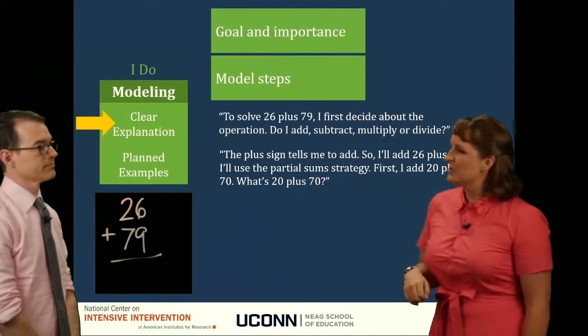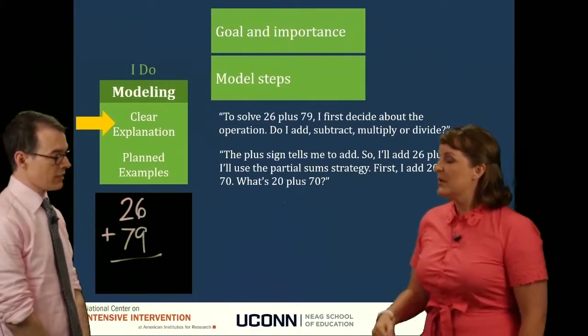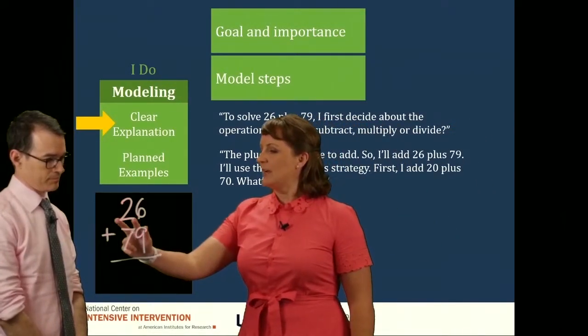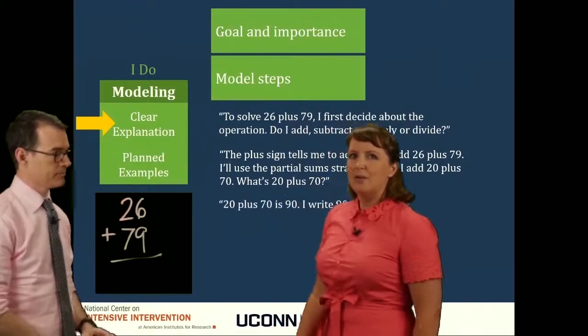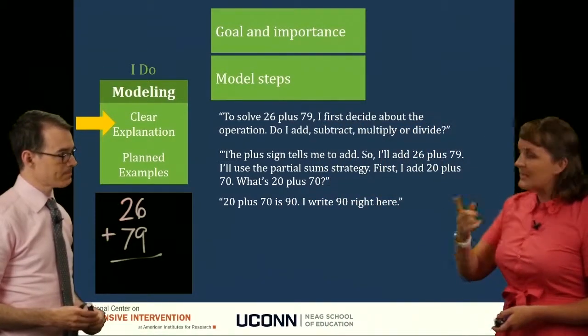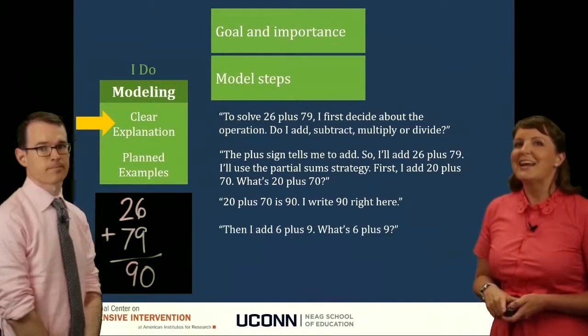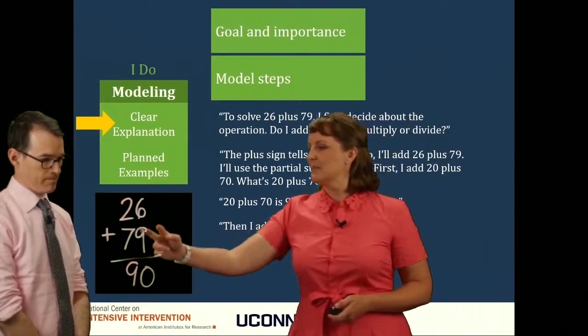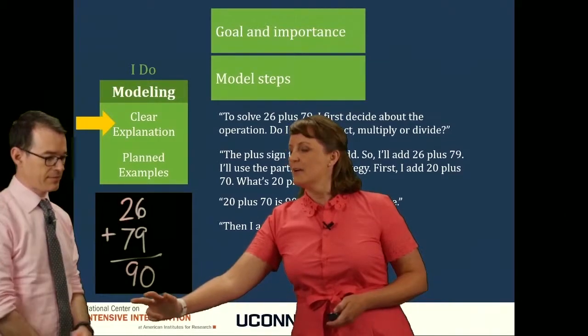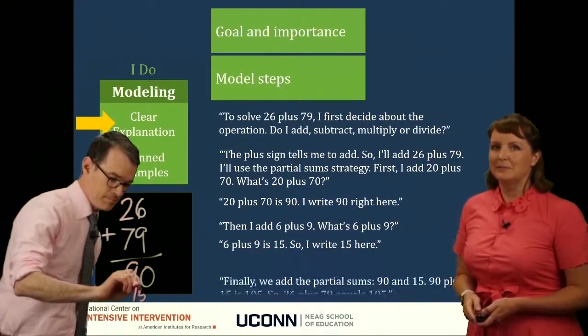Today, let's use our partial sum strategy to add these numbers. So first, we're going to add the tens. So I'm going to add 20 plus 70. What's 20 plus 70? 90. 90. So go ahead and write 90 right there. All right. Now you're going to add 6 plus 9. What's 6 plus 9? 15. Go ahead and write 15 right here.